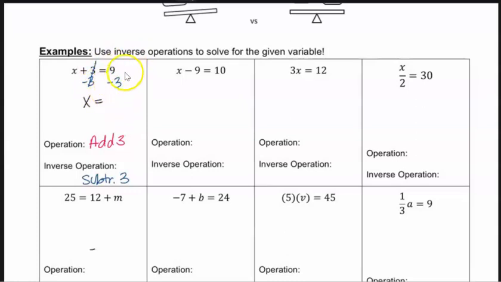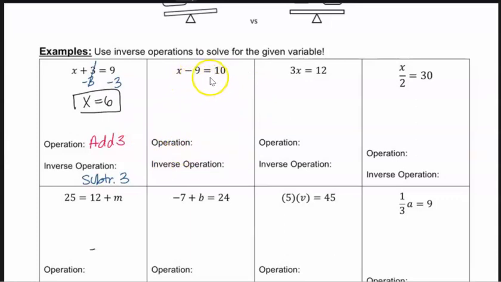Now I have to simplify the right side, so 9 minus 3 is 6. Notice, since x is by itself, I can now find my answer. x equals 6. That's all you want to do when you're solving equations is solve for x or get x by itself. So here's another example.